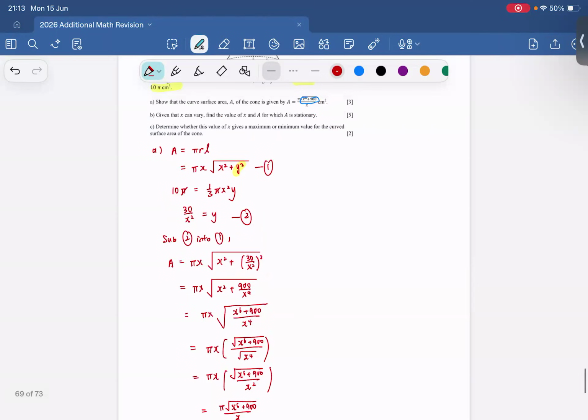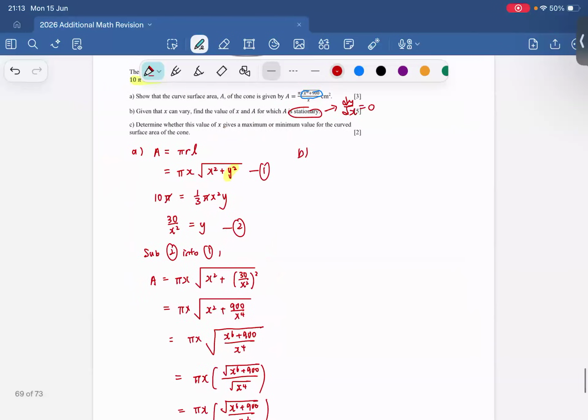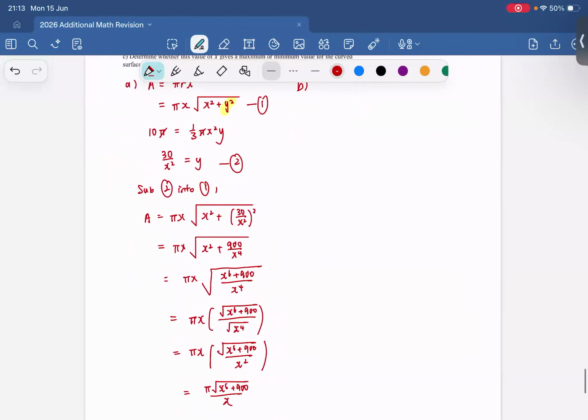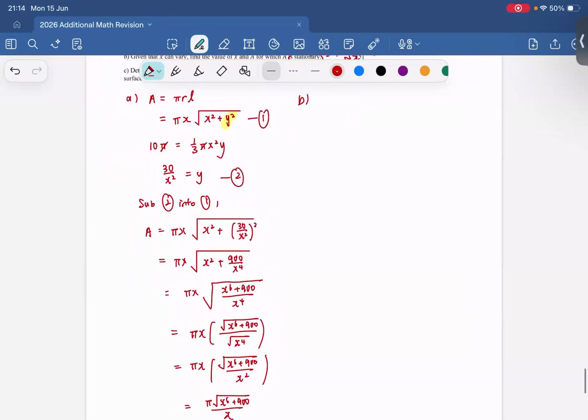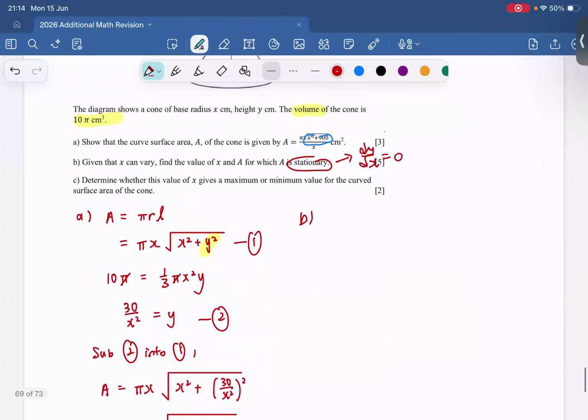Okay, then let's move on to part B. Part B says what? Stationary. Stationary means what? dy over dx equals to 0. Okay, so to differentiate this, quite crazy. Quite crazy. Quite crazy. Okay, so no choice, I need to do it.